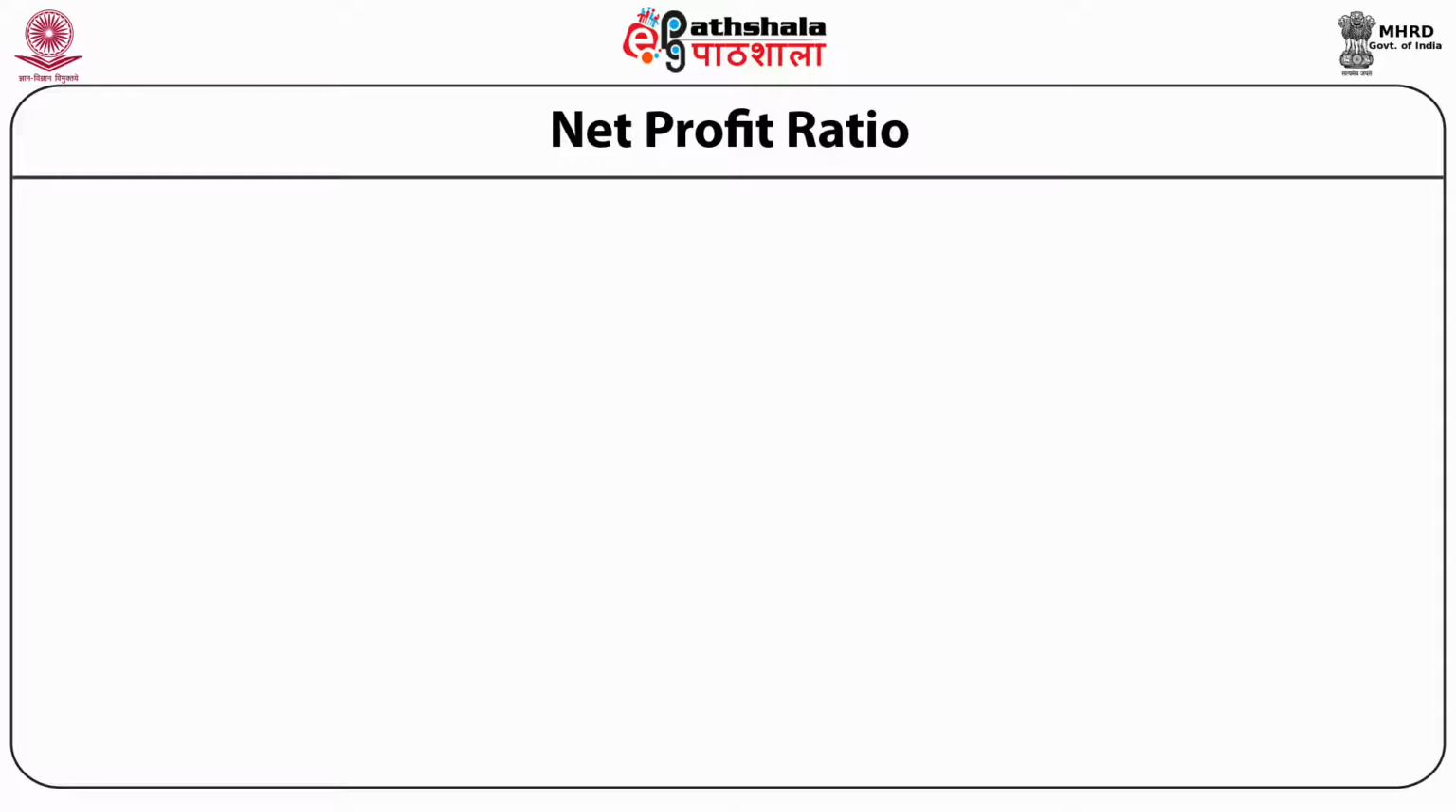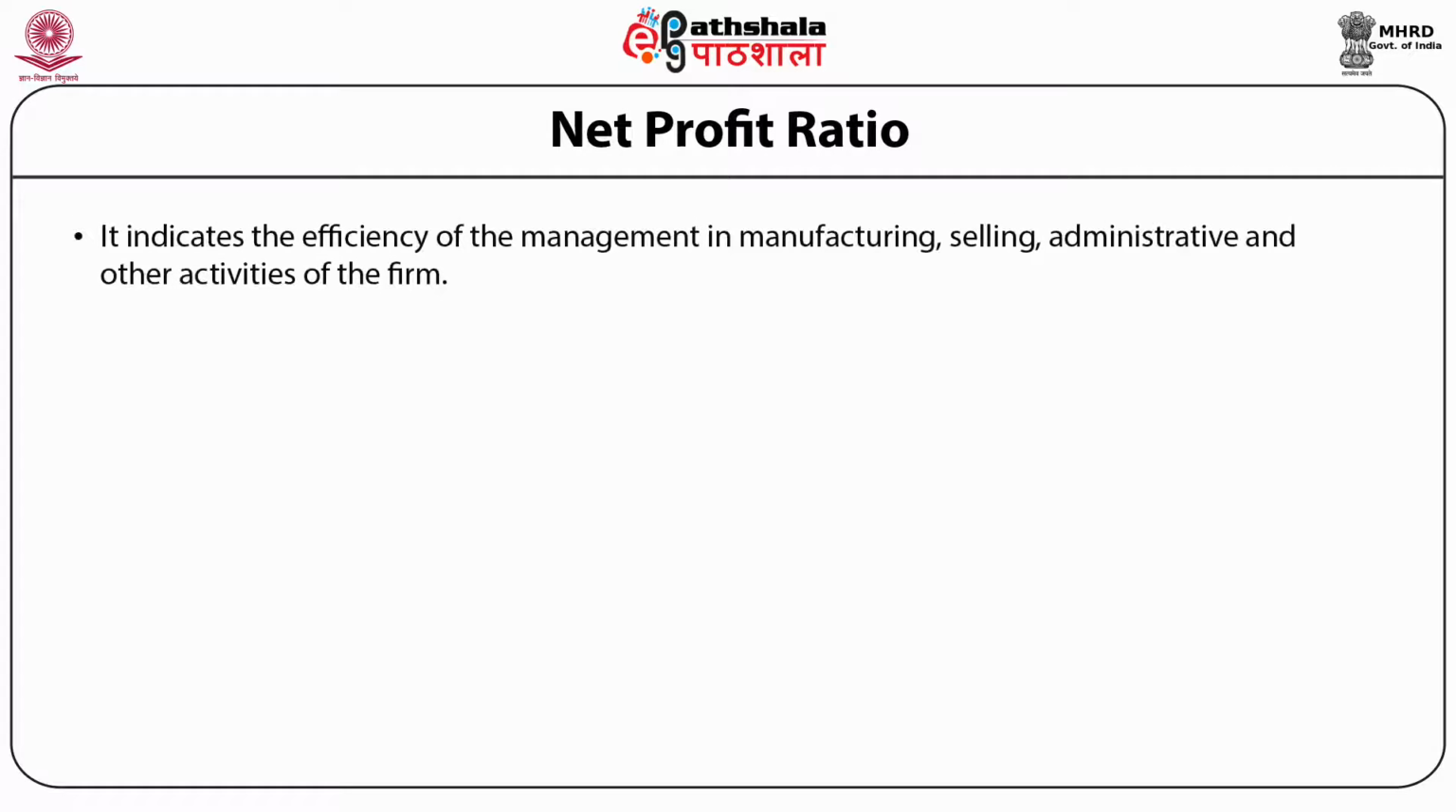Next ratio is net profit ratio. Net profit ratio indicates the efficiency of the management in manufacturing, selling, administrative and other activities of the firm. It establishes a relationship between net profit after taxes and sales.